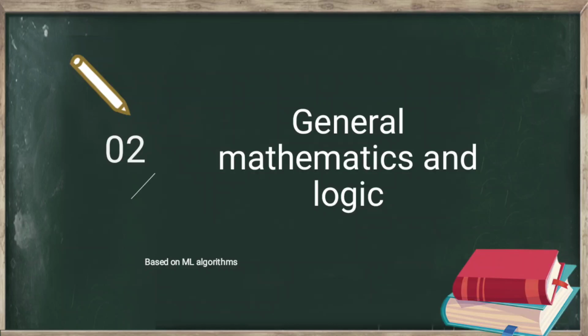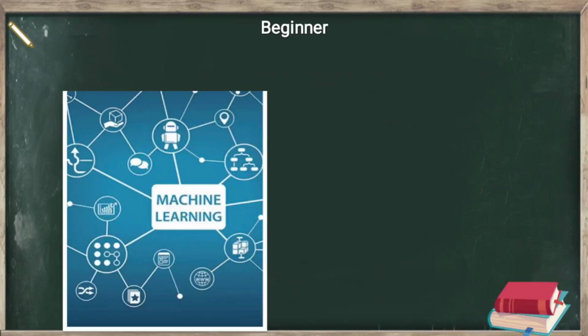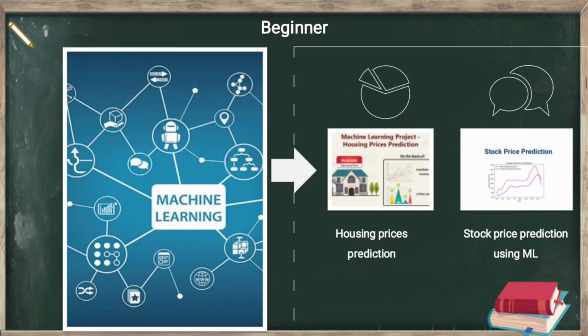This is based on machine learning algorithms like regression, clustering, classification, all those kinds of things. So the first category here is for beginners. I recommend you make these two projects: house price prediction and stock price prediction using machine learning. What is this house price prediction?